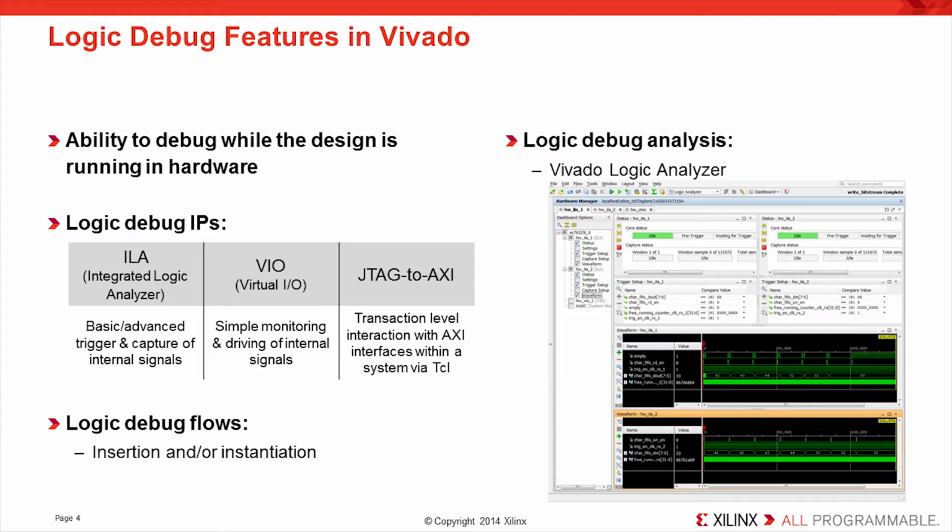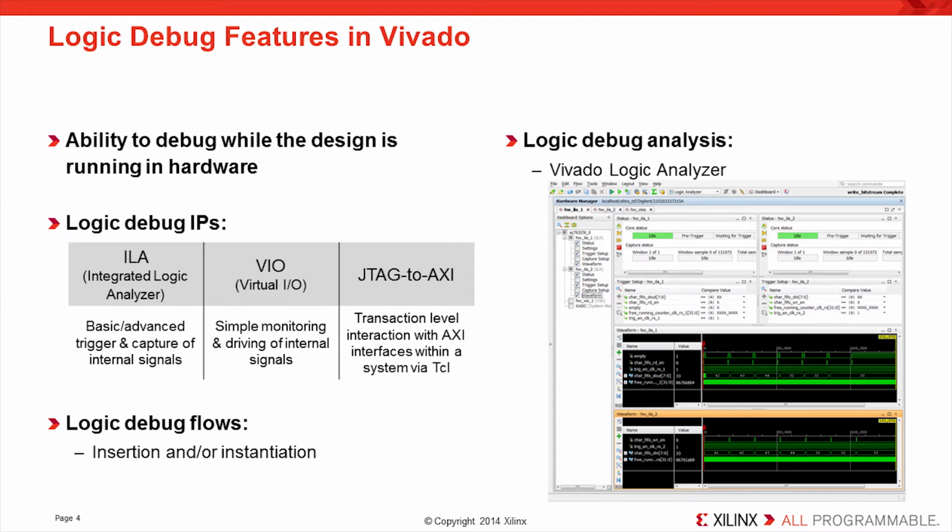ILA or Integrated Logic Analyzer can be used to trigger on hardware events and capture data at system speeds. VIO or Virtual Input-Output can be used for monitoring as well as driving of internal signals, and JTAG-to-AXI to directly interact with AXI interfaces via Tcl.